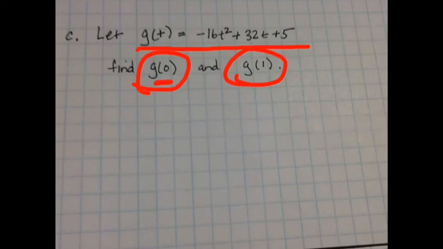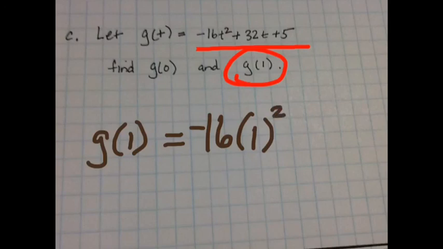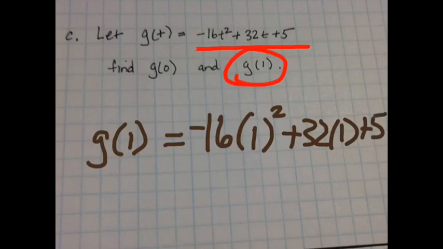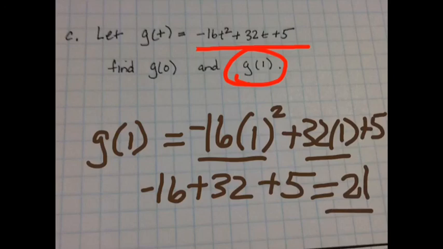This next problem, analyzing g of 1, we're going to plug 1 into the equation and we'll see what we get. So g of 1 is equal to negative 16 times, notice I'm plugging in 1 for t, quantity squared, plus 32 times 1 plus 5. 1 squared is simply 1, so this becomes negative 16 times 1, which is just negative 16, plus 32, and then I'm going to add 5 to that. When I add negative 16 plus 32, I get 16. When I add 5 to that, I get 21. So g of 1 is equal to 21.